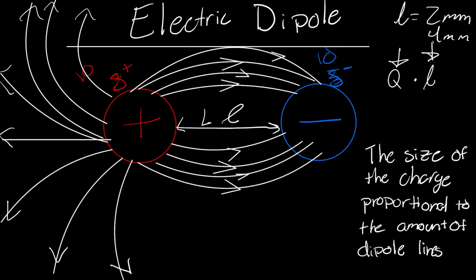So once again, I'm just going to write the formula down. P, which is the product, is equal to the charge, which we're going to write down as Q, times your distance, which you can represent as L or D or whichever you want.